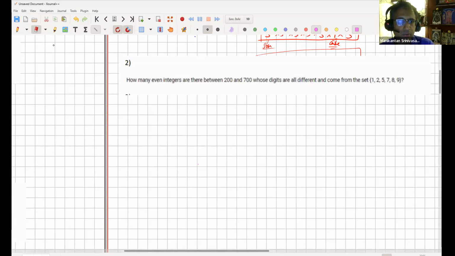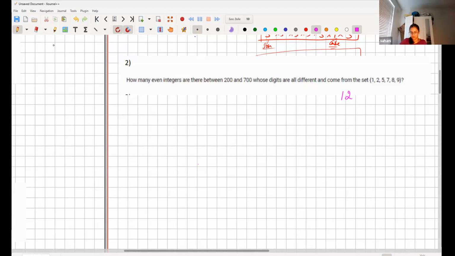Okay, Suhani, what about you? I got 12 integers. 12 seems a small number, no? So even I also got 12. Oh, is it? Maybe it is that. Okay. All right. Let's see.